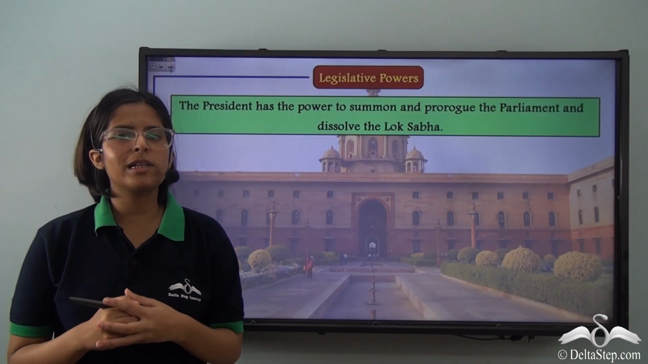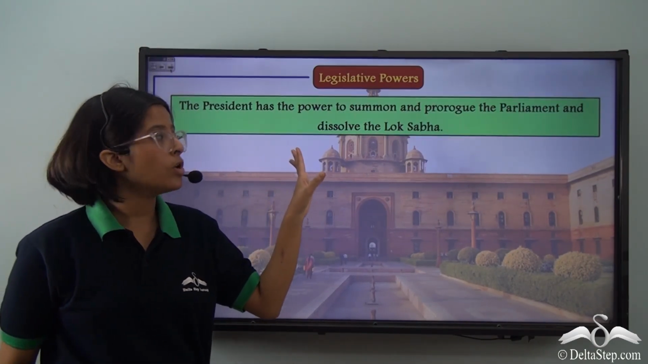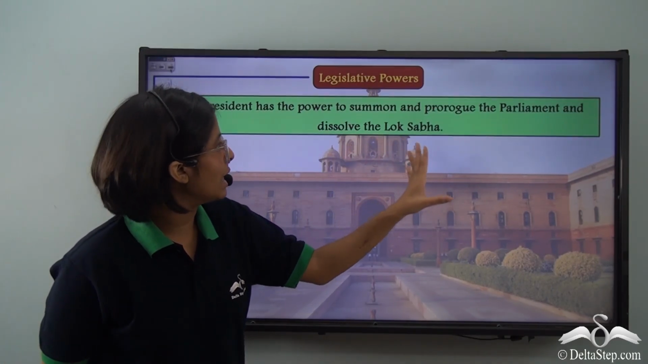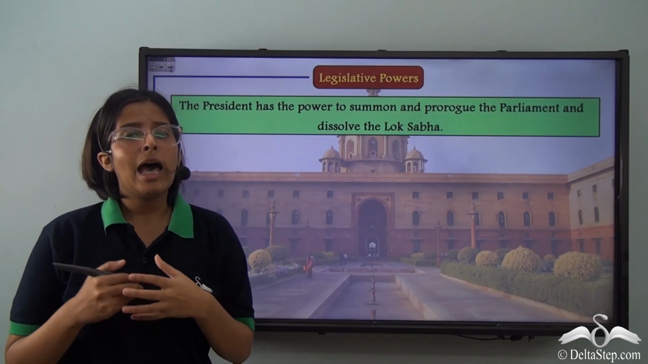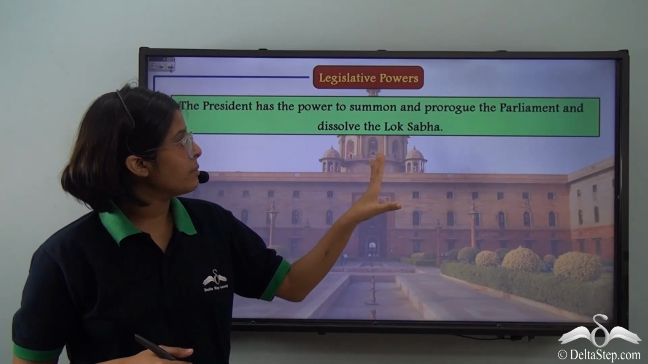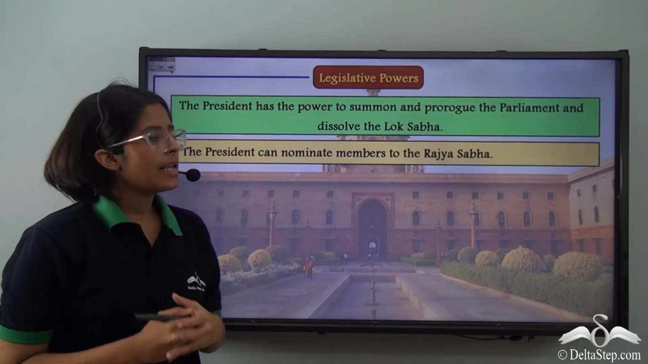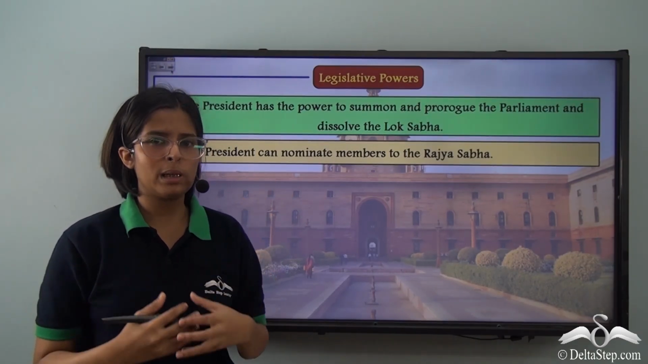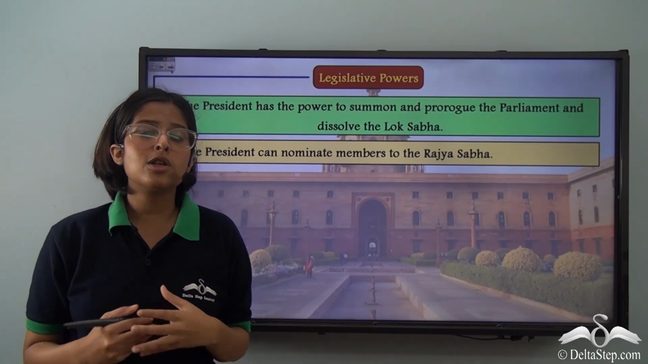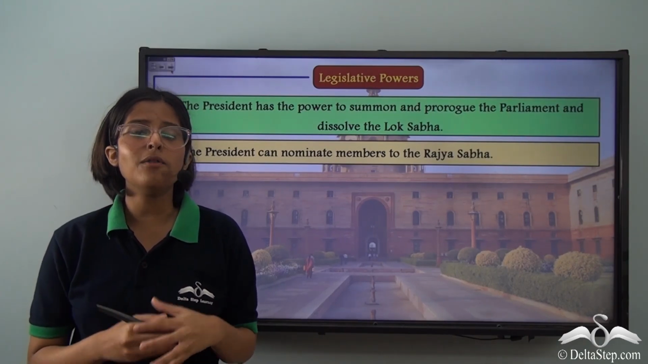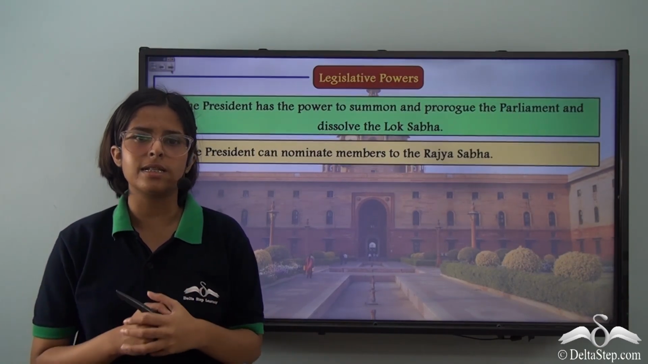Now let us sum up all the legislative powers of the President. So at first, the President has the power to summon and prorogue the Parliament and dissolve the Lok Sabha. So the President can call for meetings and also end meetings of the Parliament, and he can dissolve the Lok Sabha. Secondly, the President has some nominal powers. The President can nominate members to the Rajya Sabha. He can nominate 12 members to the Rajya Sabha from among people who have practical experience or special knowledge in certain fields.